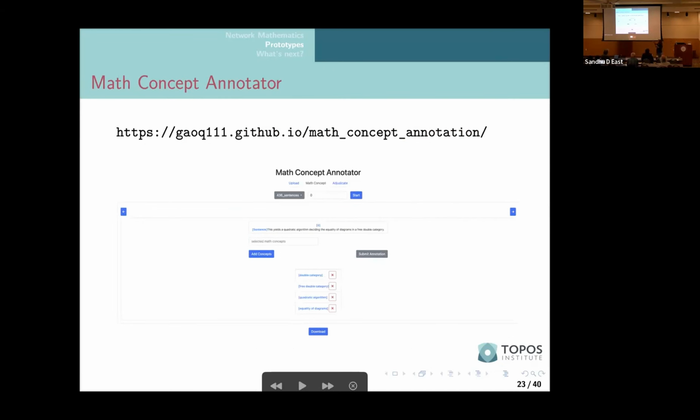And then we have this small prototype which helps the humans annotate things. It's very small, I'm sorry about that, but the sentence here is, this yields a quadratic algorithm deciding the equality of diagrams in the free double category. The AI came up with double category, that's good, and free double category, it's debatable but possibly good, quadratic algorithm, equality of diagrams. So this one all seems okay, but in certain cases when it's not okay, you go there and you remove them.